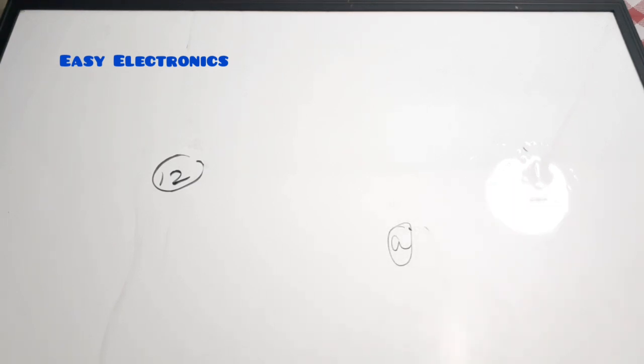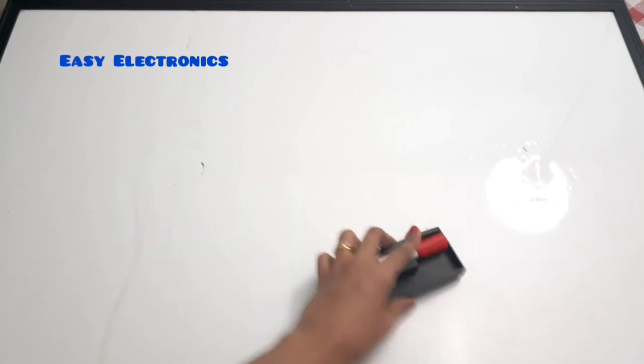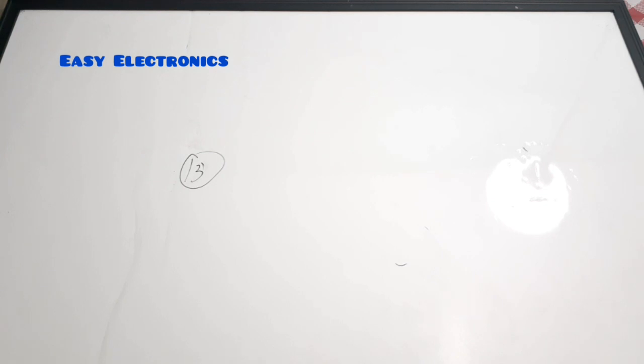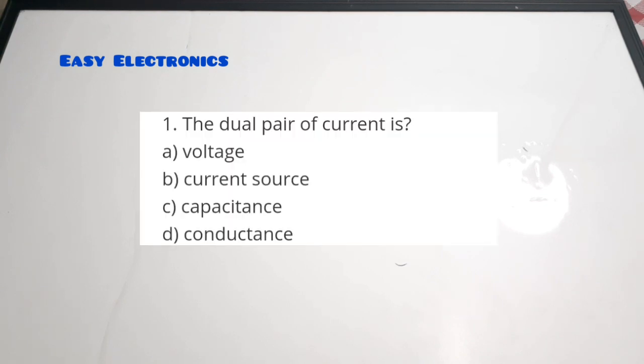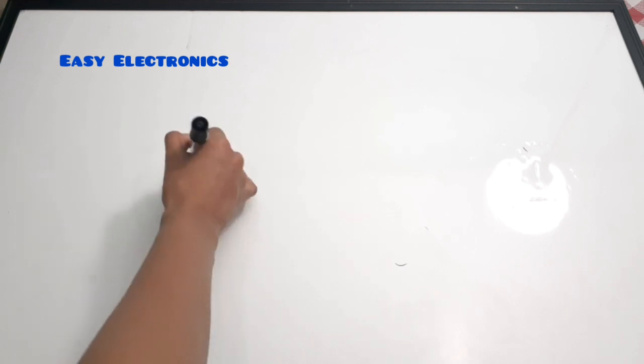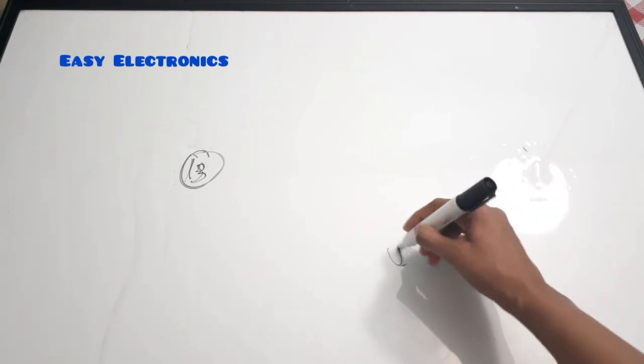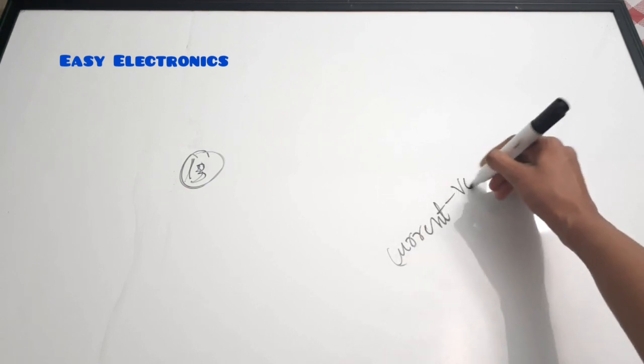Next question is question number 13. Okay, let me remove this. Question number 13: the dual pair of current is dash. A, voltage; B, current source; C, capacitance; D, conductance. You can have a dual pair in networks also. We all know that you can represent voltage in the form of current and current in the form of voltage. So the dual pair of current is voltage.